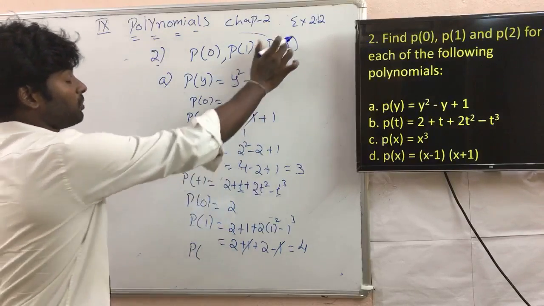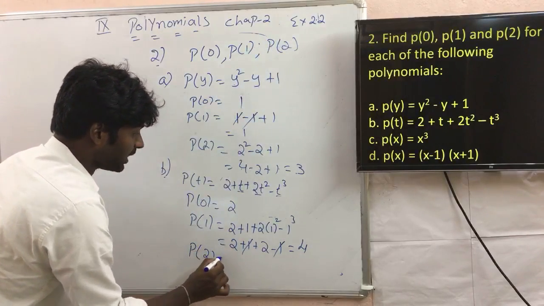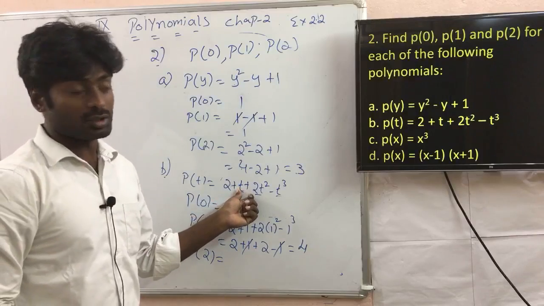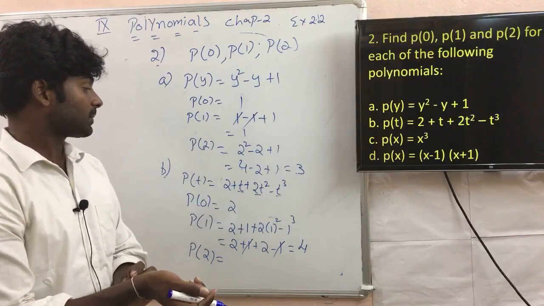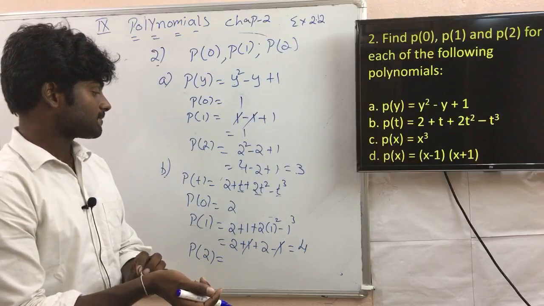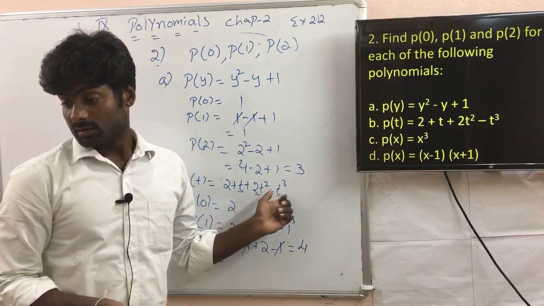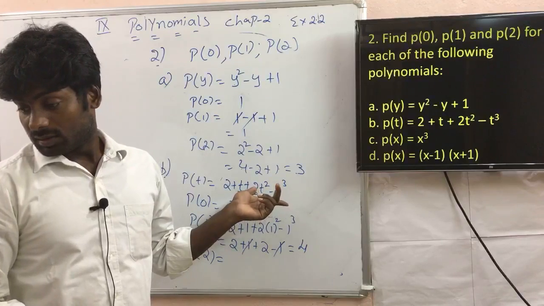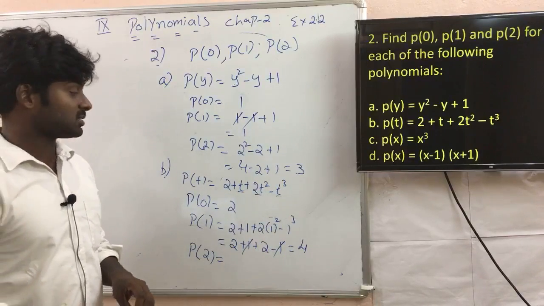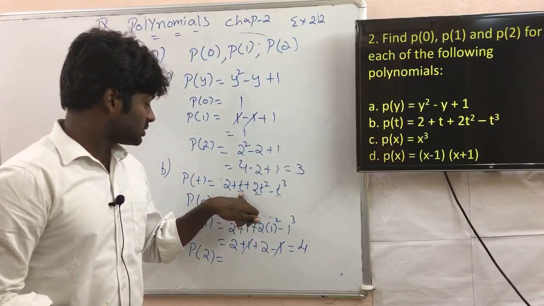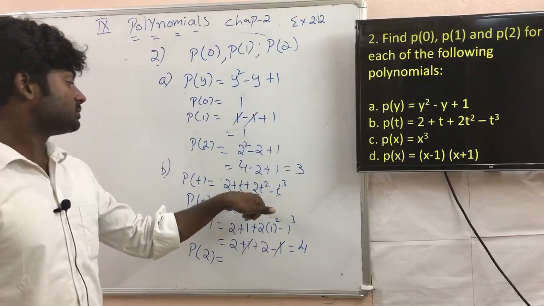Now we have to go for P of 2. That means in the place of t we have to substitute 2. Wherever we see the t, you have to substitute it with 2. Get the answer?